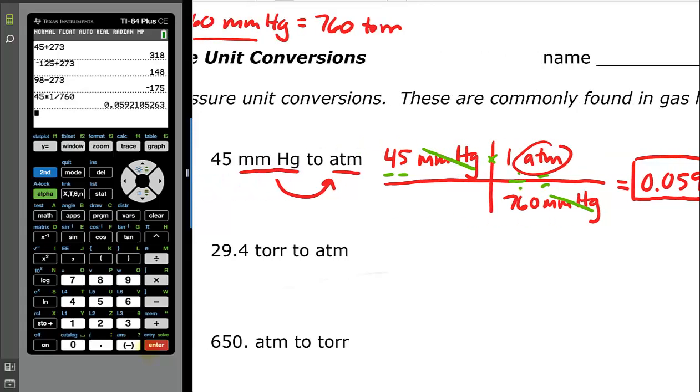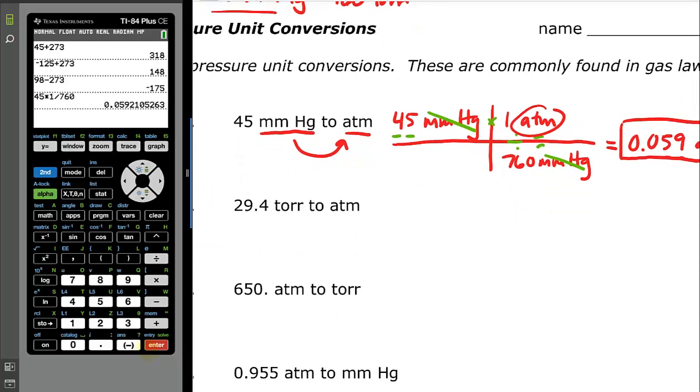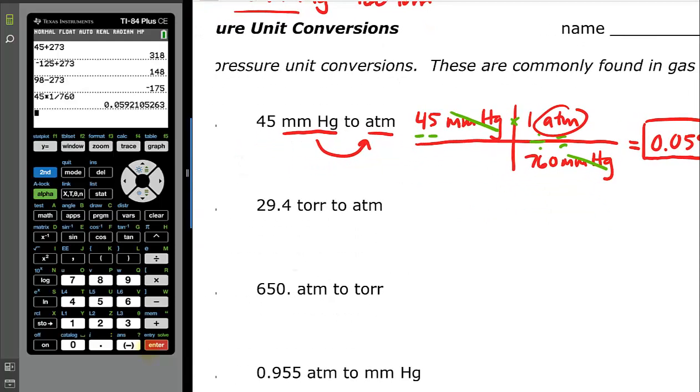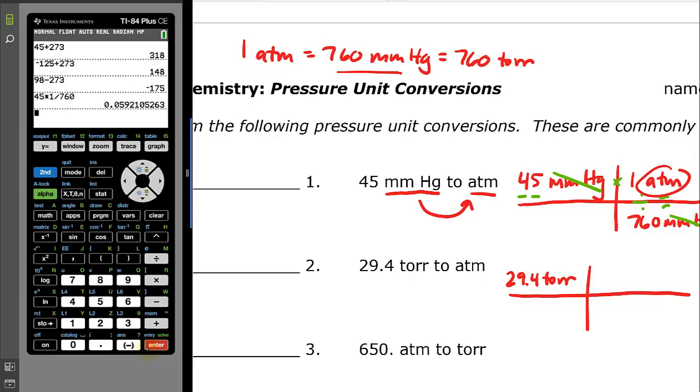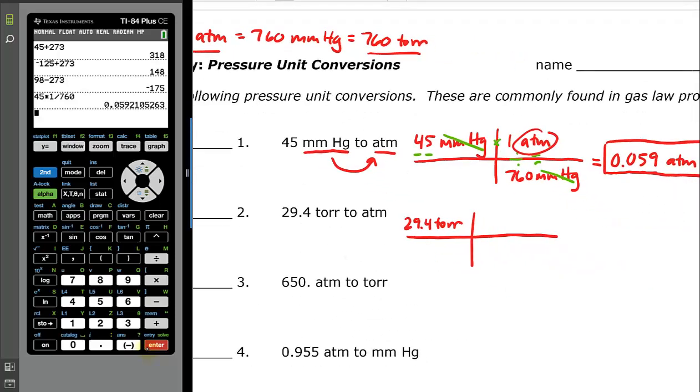Okay, let's do one more. This is number 2 on the same page. 29.4 torr is how many atmospheres? Again, we're going to go back up to our equalities at the top of the page, and I'm going to use a different one this time. I'm going to say that 1 atmosphere is equal to 760 torr. Torr and millimeters of mercury, again, are the same and interchangeable. So again, 1 atmosphere is equal to 760 torr.